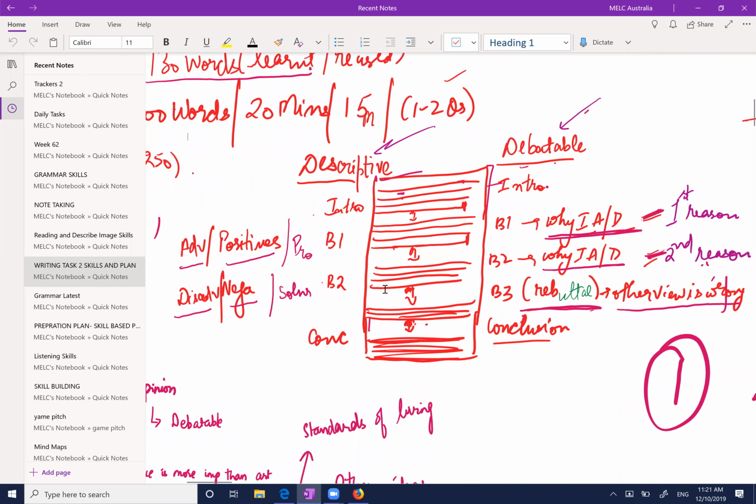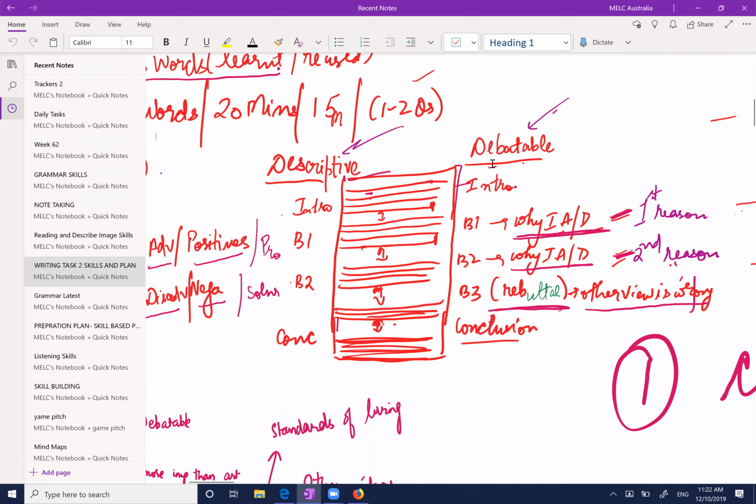We have intro, body 1, body 2, body 3, and conclusion. Body 1 and body 2 are only needed for a descriptive essay, though you can have a body paragraph 3 if needed. However, a debatable essay should have a first body paragraph, a second body paragraph, and a third body paragraph as a rebuttal paragraph.